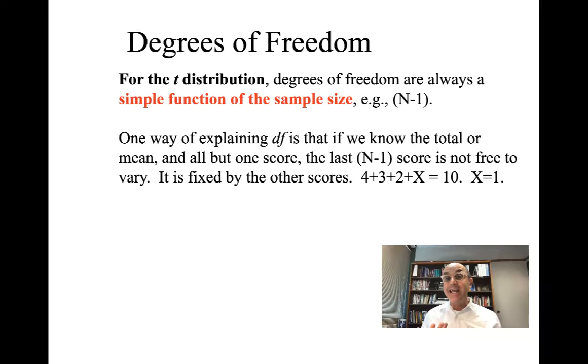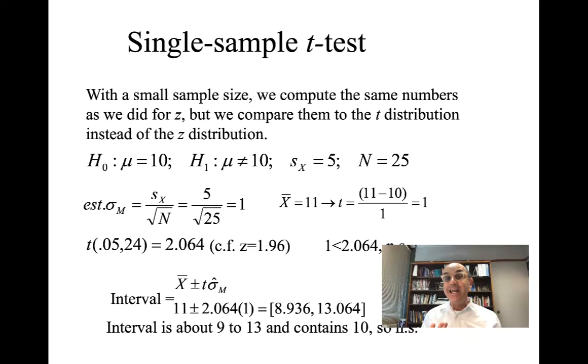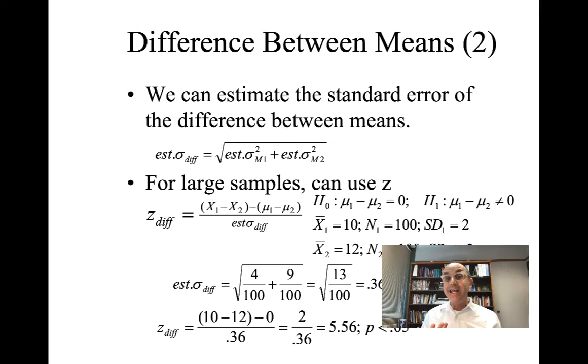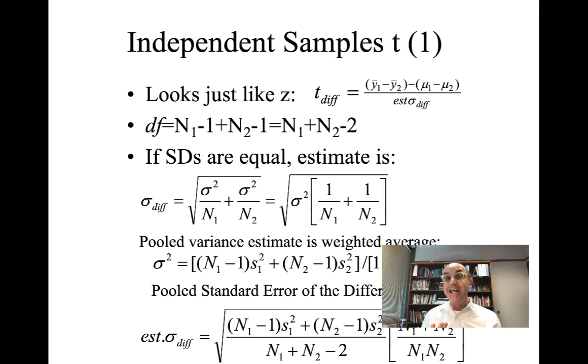So for the t distribution, the degrees of freedom are always a simple function of the sample size, and one way of examining the df is if we know the total or the mean of all but one score. In a simple single sample test, this is the formula for that. This is the idea behind it, and the difference between the means is what you will get out of it.